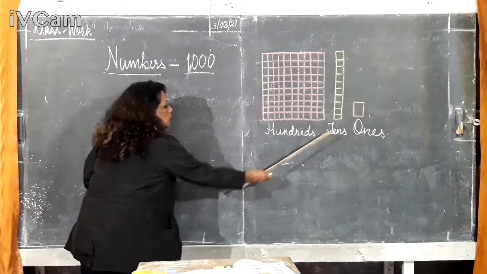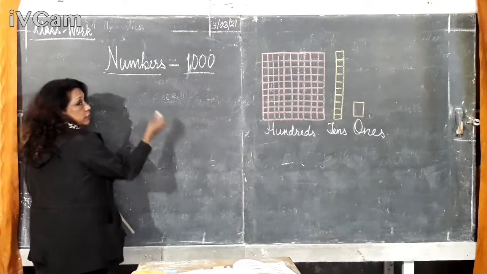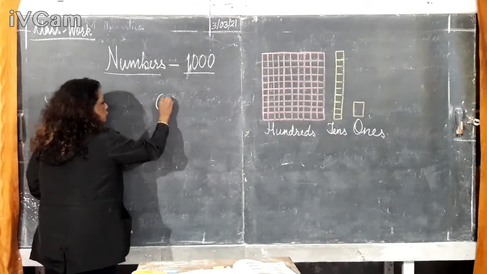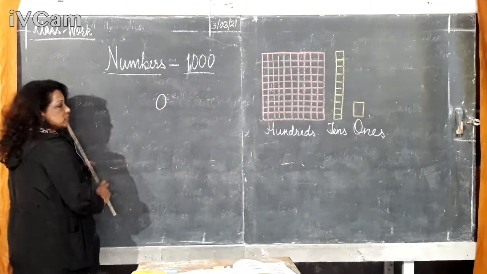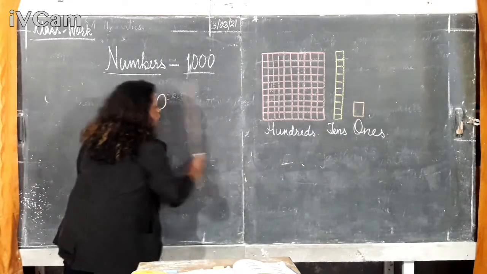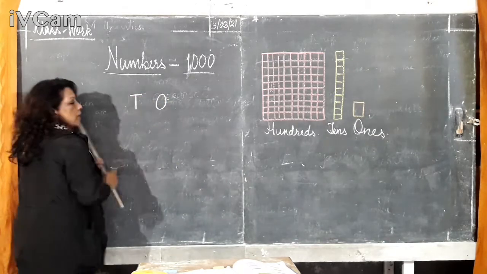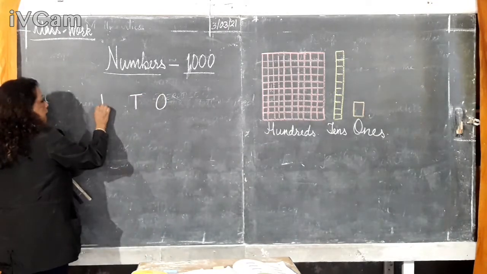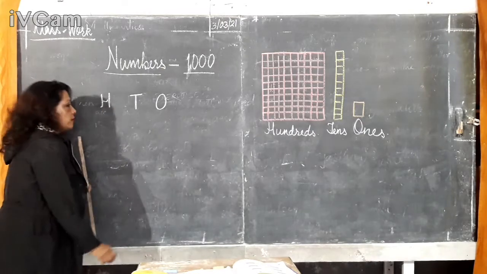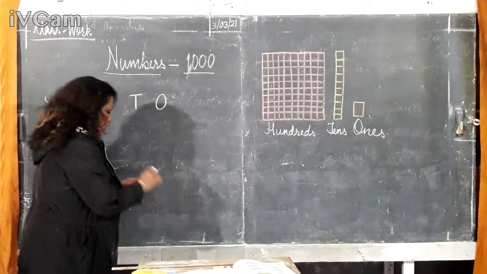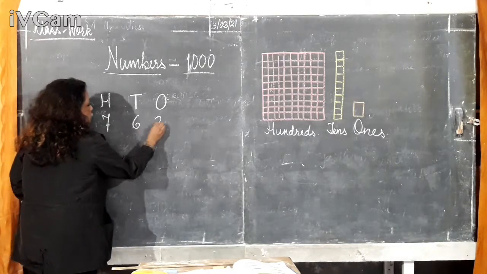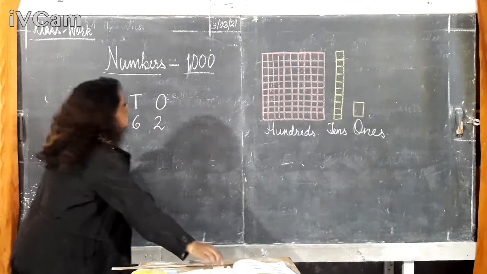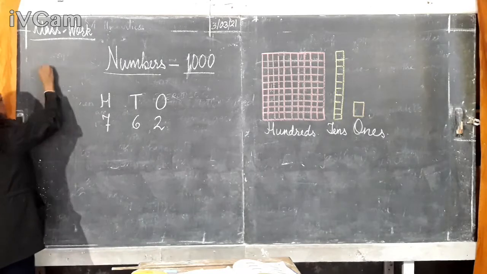Now let's write the names of the different digits. The first digit is called ones, so we just write O for ones. For tens, we just write T. And for hundreds, we just write H. And then I'm going to give you a number here: 7, 6, 2. So write the place value.